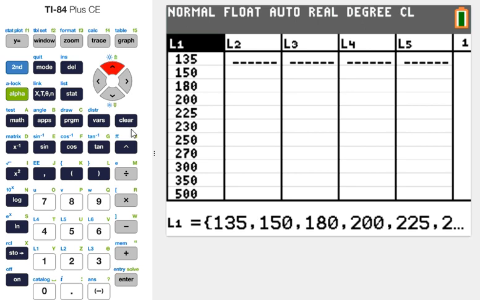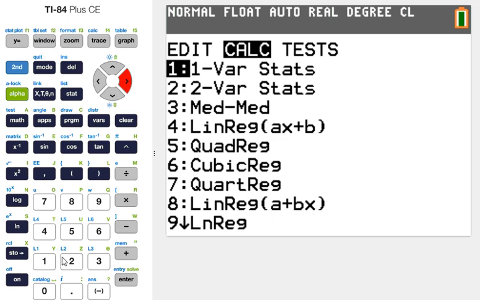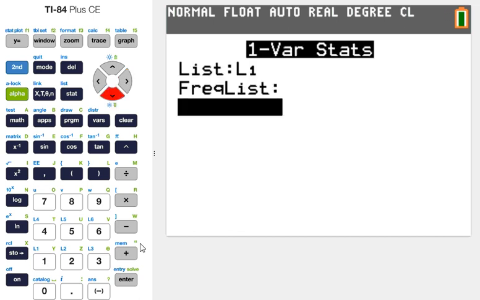This is an old data set I had. If there's data in there, you hit Clear, Enter. So you enter your data set. I'm just going to make up numbers. These aren't the ones you'd actually type in. You enter your data set, then you go to Stat, over to Calculate, choose one variable statistics, hit Calculate.